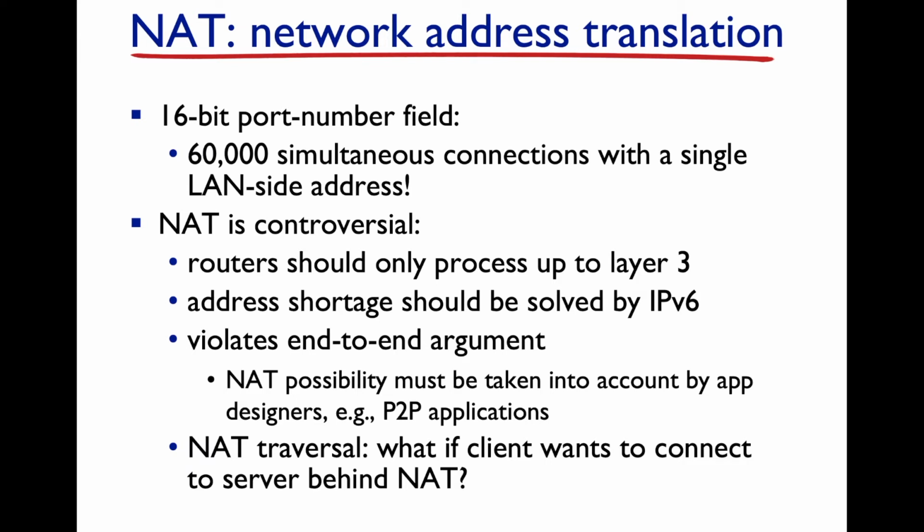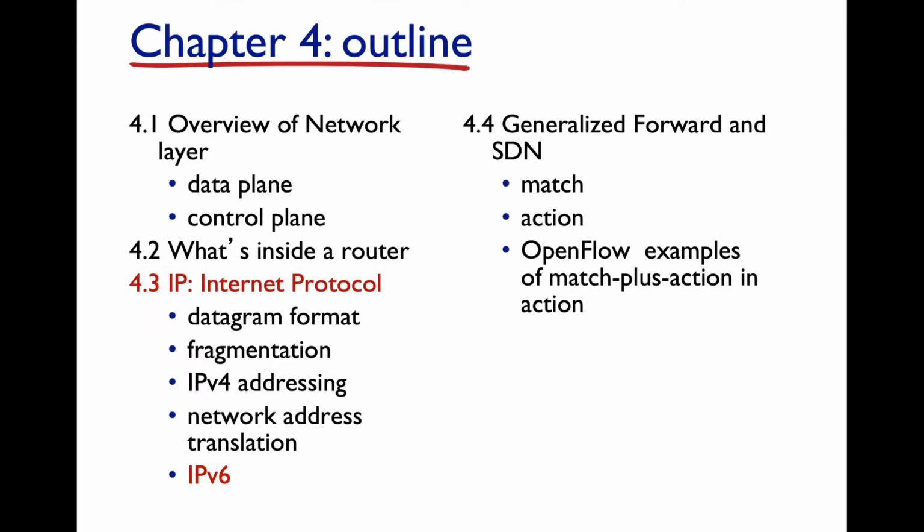And so NAT is controversial because routers should only interact with layer 3, which is the IP address, but it also rewrites the port number, which is layer 4, the transport layer. All right, let's continue on.